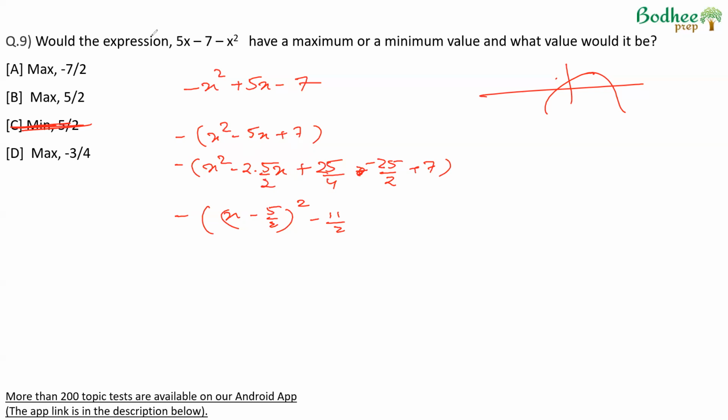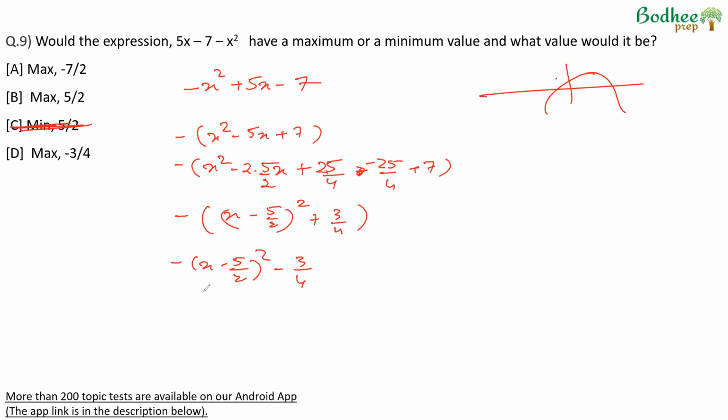This is 25 by 4, not 2. 5 by 2 square is what we've added, so 25 by 4. This becomes 25, 7 into 4 is 28. Minus 25 plus 28, so plus 3 by 4. Which is nothing but minus x minus 5 by 2 whole square minus 3 by 4.